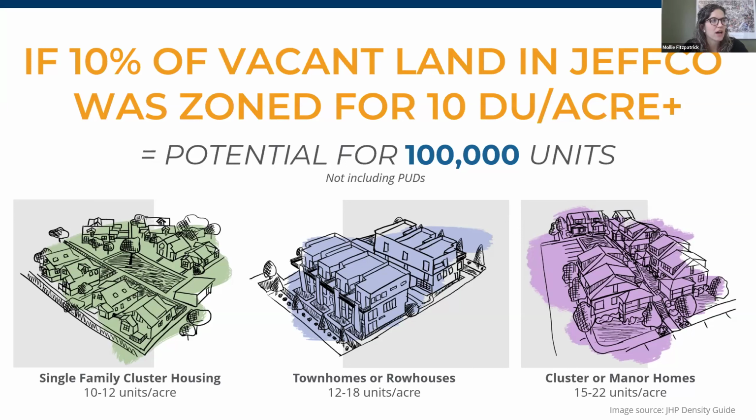So when we look at this, if 10% of vacant land in Jeffco was zoned for 10 dwelling units per acre or more, that would create the potential for another 100,000 units in Jefferson County. That's not to say we're about to build 100,000 units, but it does at least acknowledge that even moderate increases in density, 10% of land area and just 10 dwelling units per acre, you can see some visuals of what that might look like, can actually have a really, really big impact on our housing needs within the county.